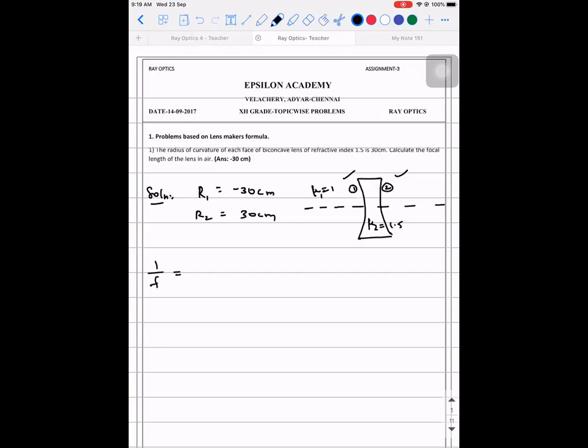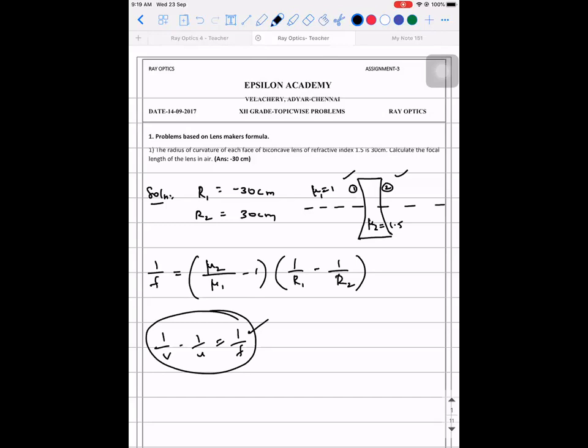So when you solve it, 1 by F is equal to, what is the formula, guys? Mu2 divided by mu1 minus 1 into 1 divided by R1 minus 1 divided by R2. So tell me, logically, for us to find the focal length, there are two formulae. What are they? 1 by V minus 1 by U is equal to 1 by F. Lens formula will also give us focal length, and lens maker's formula will also give us focal length. So if a particular problem comes in an exam, how will you find out whether you need to use lens formula or lens maker's formula? Refractive index is given. Very good, it's a good observation, yes. If the refractive indices are given, we need to go only with lens maker's formula, okay?